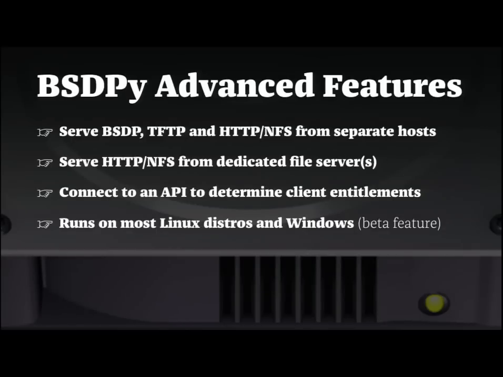So, some advanced features, things that I built in because I kind of needed them to leverage what we already had. You can serve the actual NetBoot request and TFTP, and then the HTTP and NFS from separate hosts. So if you have an existing file cluster or something that is load balanced or just configured to handle file downloads, you can point it to that. There's a flag as well as environment variables that I'll touch on in a minute that will let you set that, so you can have them side by side.